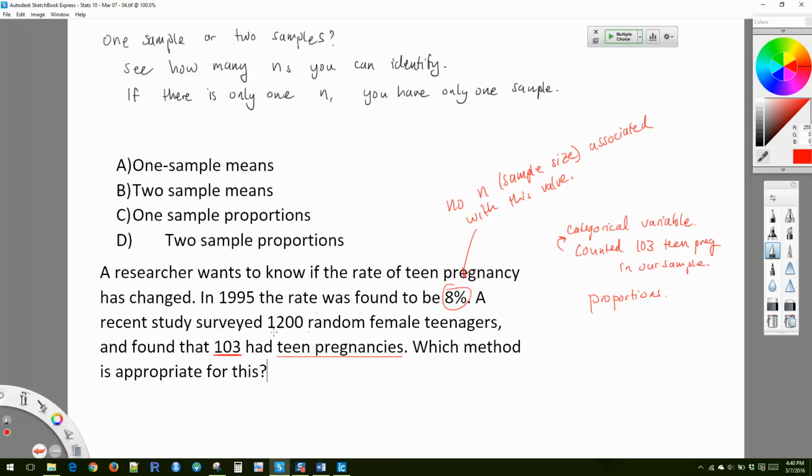We really only have one n available to us, and that's this number, 1200. So because of that, we only have one sample that we can use in our calculations. If I had said that in 1995 there was a survey of 1,200 teenagers to find the teenage pregnancy rate, then you would have two n's. But because that information is not provided, we cannot assume anything about the size of the sample used to obtain this number. Therefore, we only have one sample. Are there any questions on this? So this one would be one sample proportions.